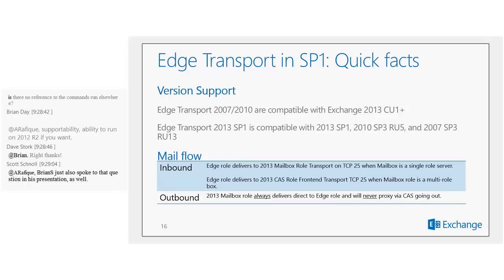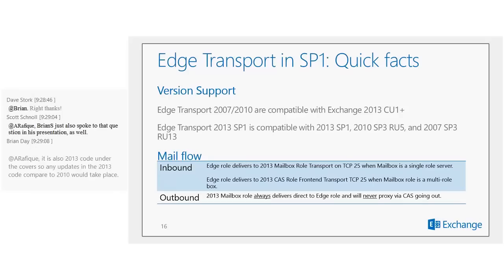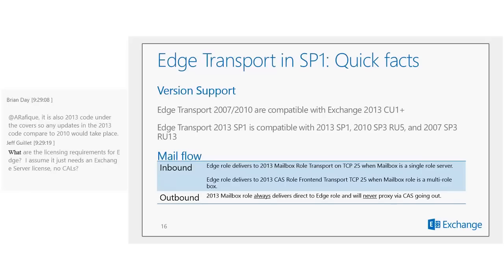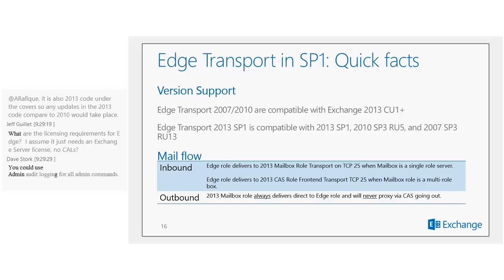A little bit about mail flow and how this works. From an inbound perspective, how things are going to work really comes into play in how you're architecting your solution. It depends on whether you chose to have single server role or multi role.